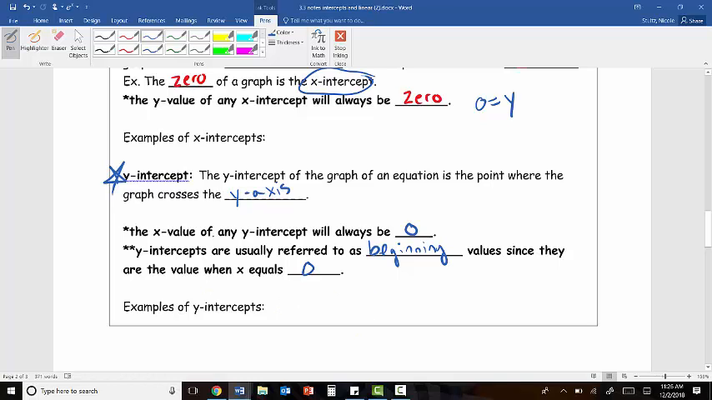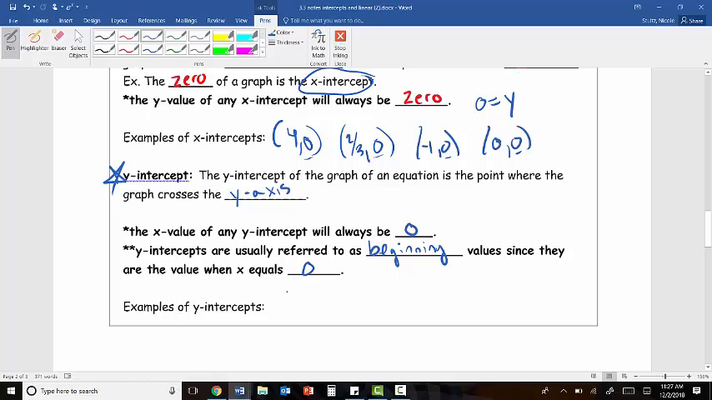So some examples of x and y intercepts would be, remember, y has to be 0, but x can be anything. So it could be (4, 0). It could be a fraction, 0. It could be a negative number, 0. It could also be (0, 0). That's okay. But notice 0 is in the second spot for all of our x-intercepts.